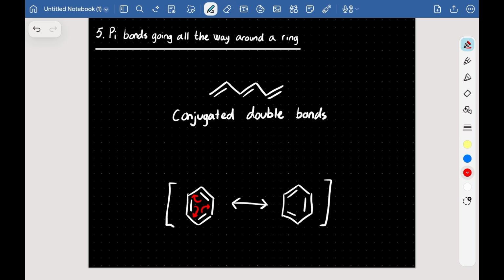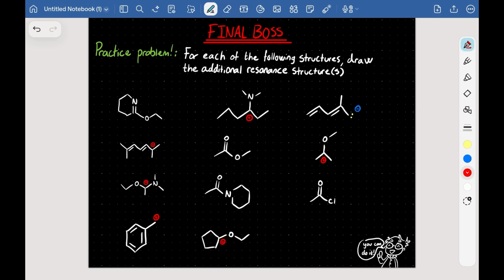So whenever we have alternating double bonds and single bonds, we refer to the alternating bond system as conjugated. So a conjugated double bond. When we have a conjugated system that wraps around in a circle, then we can always move the electrons around the circle. And it doesn't matter whether we push our arrows clockwise or counterclockwise. Either way, it gives us the same result. For each of the following structures, draw the additional resonance structures.